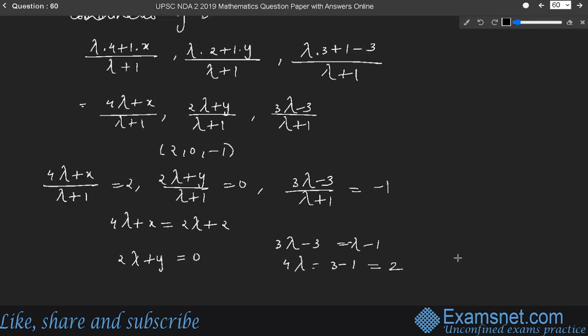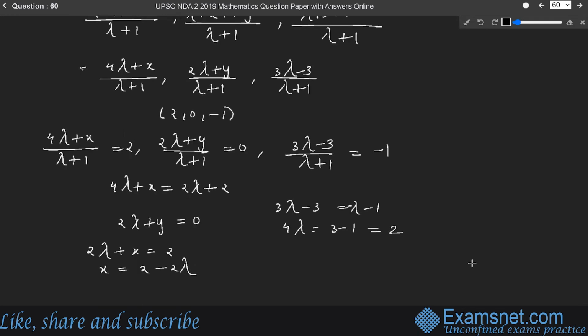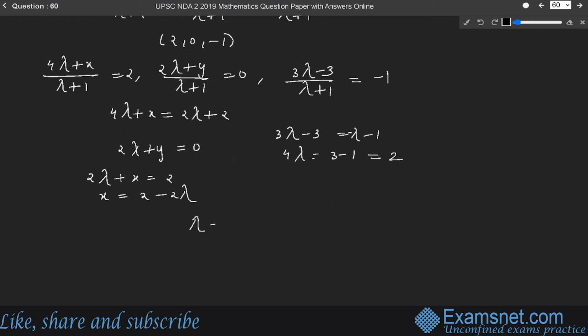From here, we can say that 2 lambda plus y is equal to 0. Also, 2 lambda plus x is equal to 2. So x will be equal to 2 minus 2 lambda. So we can say that lambda is equal to 1 by 2 and it is also equal to 2 by 4, which is again 1 by 2. So 2 minus 2 into 1 by 2 will be equal to 2 minus 1, which is 1.